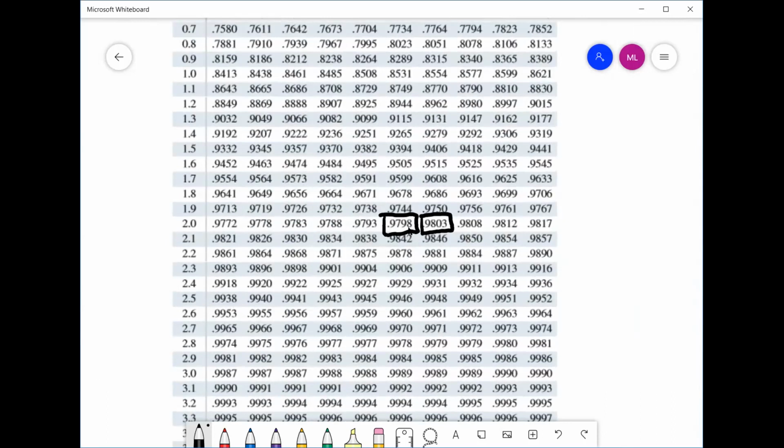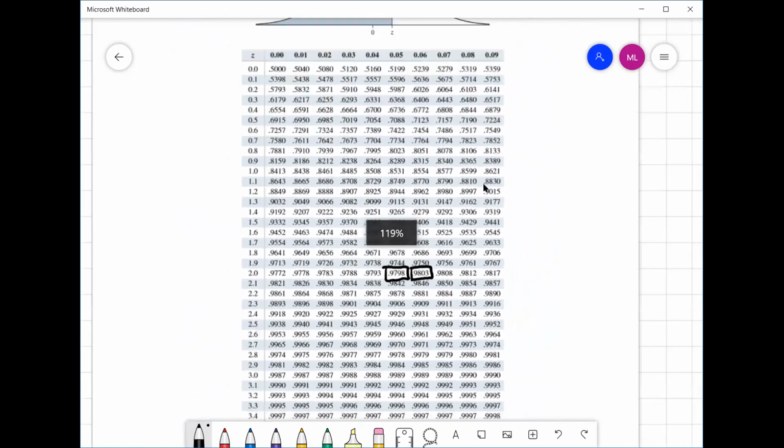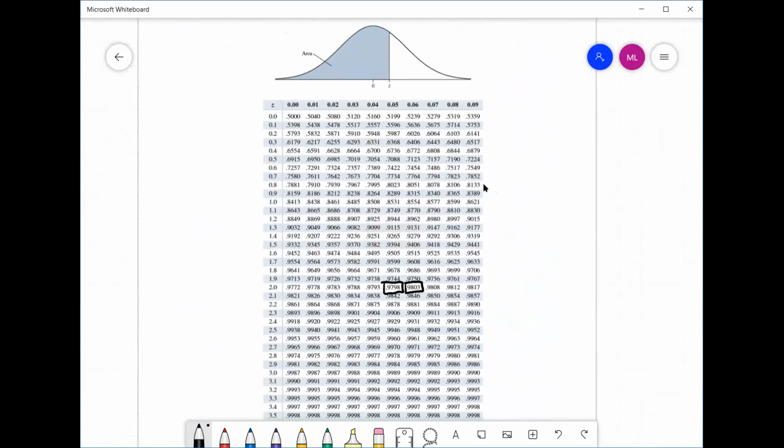So looking at the two of them, this one's off by 0.0003. It's 0.0003 more than 0.98. And this one's off by 0.0002. It's 0.0002 less than 0.98. So this one's actually a little bit closer, and it's the one I will use to pick my z-score. So let's find the corresponding z-score.